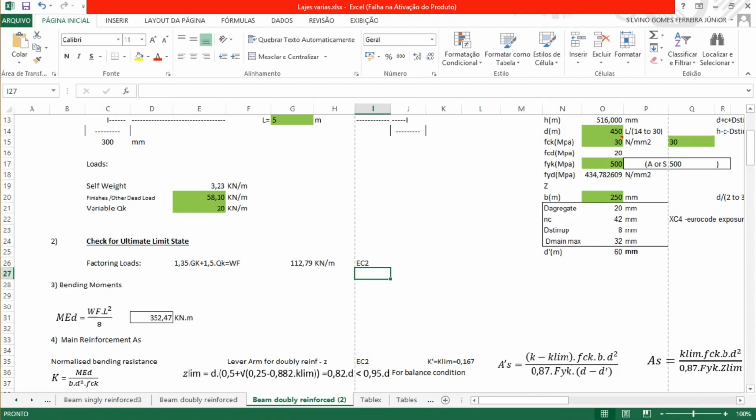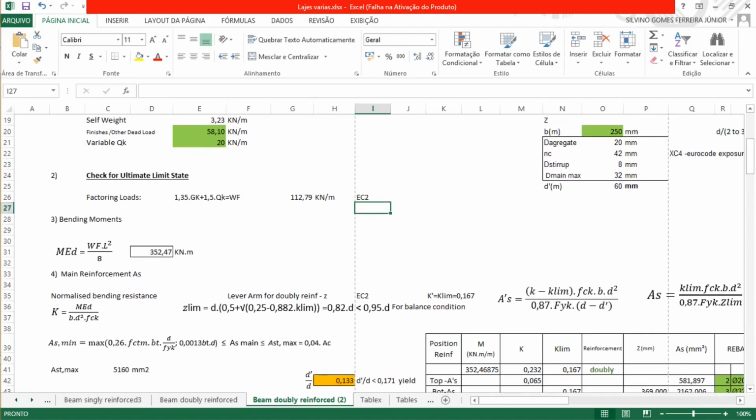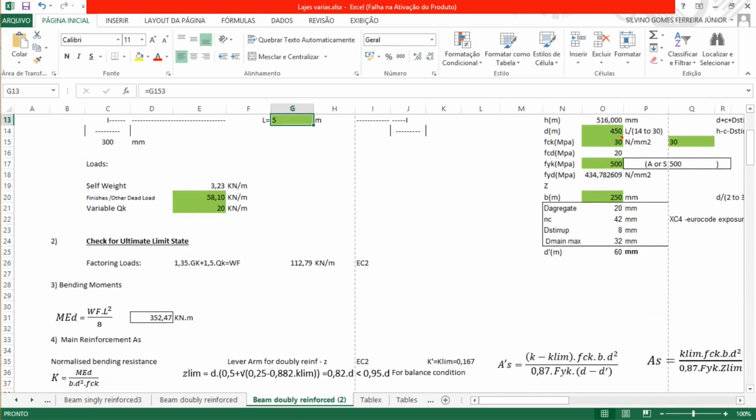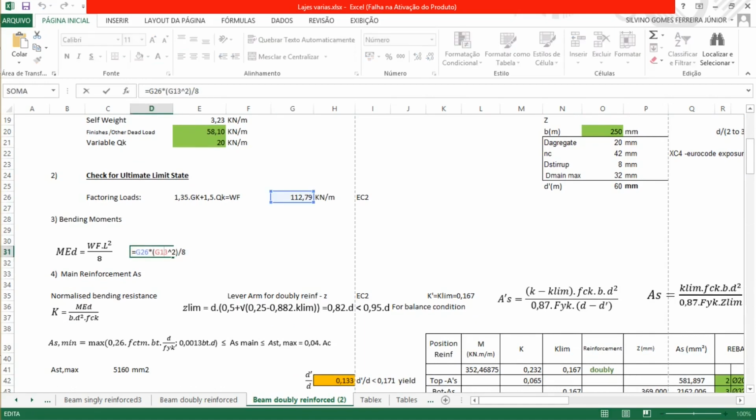For the bending moments, it's a simply supported beam. It will be the factored load multiplied by the span, 5 meters elevated by 2, over 8. That is 112.79 multiplied by 5 elevated by 2 over 8, which gives us 352 kilonewton meters.